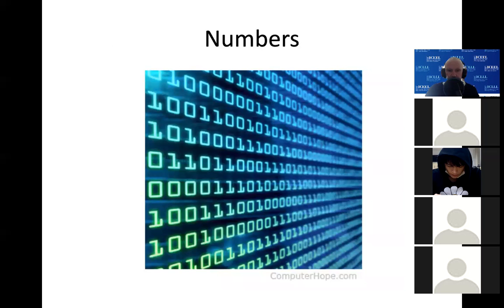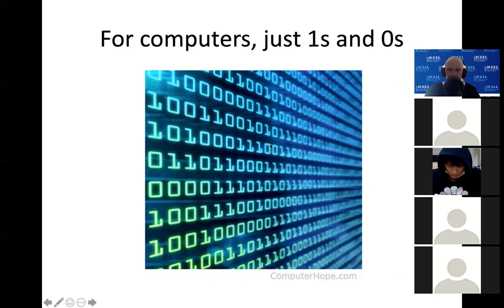So numbers. Yeah, as you can see with machine: 1 0 0 1 1 0 0 1 0 1. That's it. For computers, just ones and zeros. But I won't go into why it's only ones and zeros. It's kind of easy. It's either on or off. It's simple. It's kind of clear. So it makes it easier for machines.